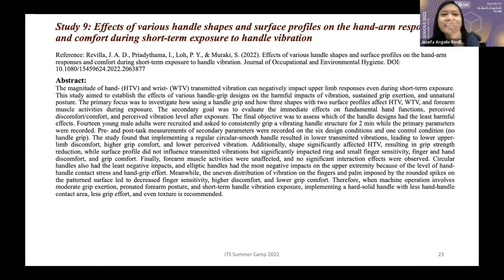Thank you. Okay, so the last study that I will be sharing to you will be the effects of various handle shapes and surface profiles on the hand-arm responses and comfort during short-term exposure to vibration. Let me just give you why this study was established. After giving a good foundation on the physiological impact of vibration to the upper limb, this study aimed to investigate how these negative impacts can be mitigated, specifically through the application of customized handle grips. Because from previous studies, it was proven that having a handle grip and engine mount can reduce the amount of transmitted vibration. And knowing that, can this also reduce the amount of physiological impact to the operator?